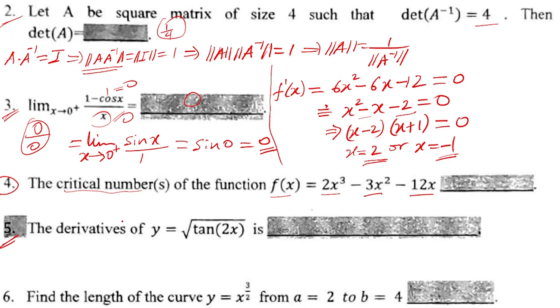Question number 5. The function y is given by radical tan of 2x. The composition of three functions: radical of x, tan of x, and 2x. So dy by dx, apply the chain rule, is equal to, look, the derivative of radical x is 1 over 2 times radical of x. But what's the inner function? Tan 2x.